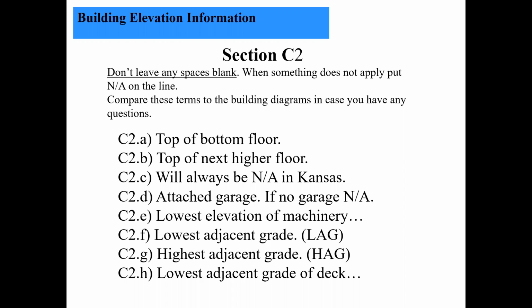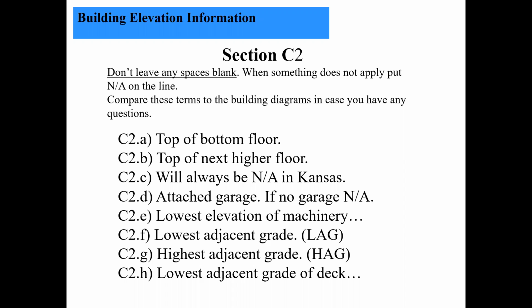C2E is another thing that we verify for compliance. It's written into our regulations about how they should be elevated, and this is the lowest elevation of machinery and equipment. So even if it's up on the roof, that's something that has to be measured and recorded. Lowest adjacent grade, definitely something important if they're applying for a LOMA.